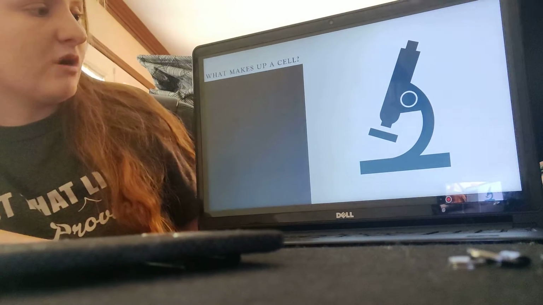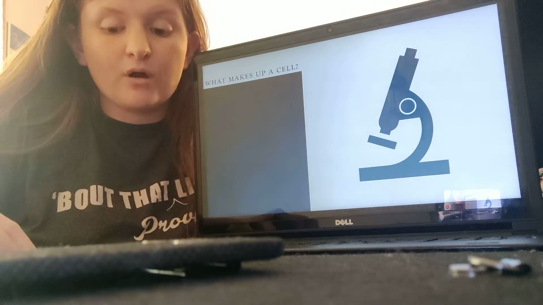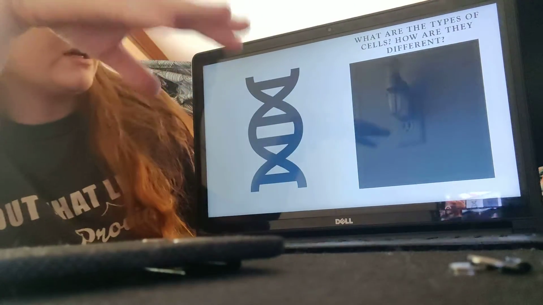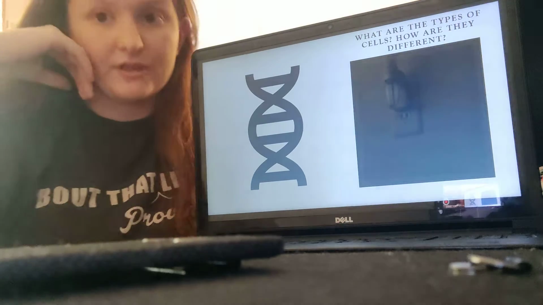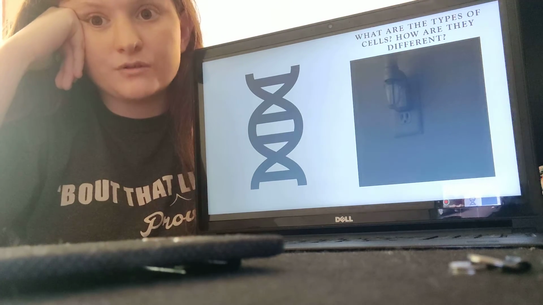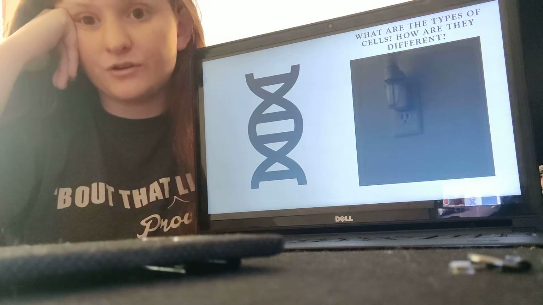Next, we have a slide that says what makes up a cell. So we're going to talk about cells, what makes them up, and how they're different from one another. This one is what are the types of cells and how are they different or similar. So we're going to talk about prokaryotic cells and eukaryotic cells. We're going to talk about the differences in those, and we're also going to talk about how they're similar.